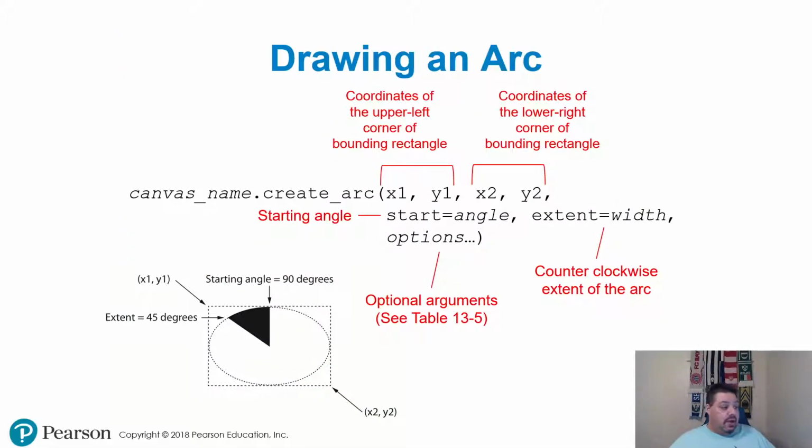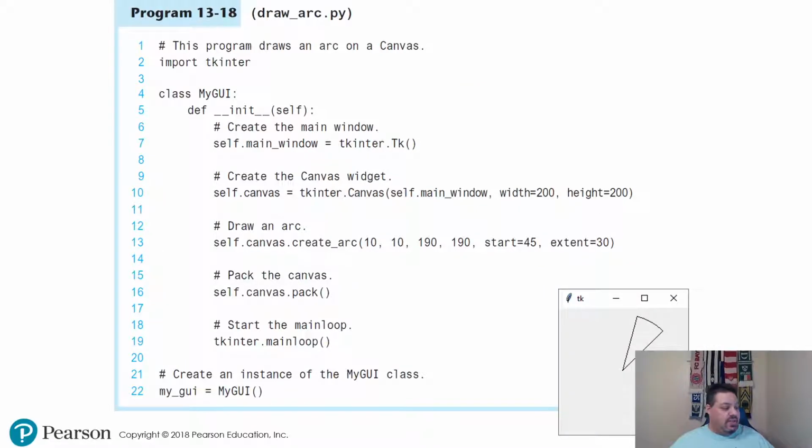Drawing an arc. Again, a little math is involved with this one. You give the coordinates of the upper left-hand corner of the bounding circle or oval, the coordinates of the lower right part of the bounding circle, it's the whole circle, and the starting angle. So it would be 0, 45 degrees, 90 degrees, 180 degrees, whatever, and then how wide it's going to be. So make an arc that looks something similar to that. Start at 45, and then go 30 more degrees.